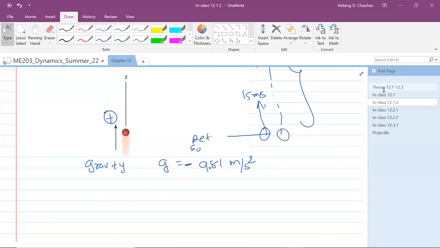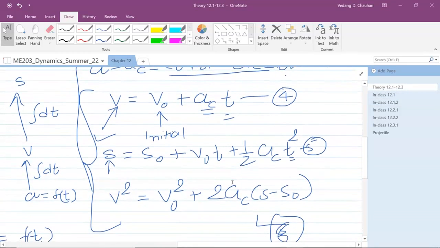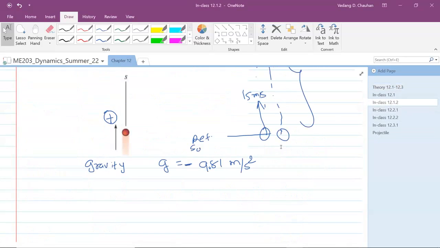So once again, we can use one of the appropriate equations here. Since we are calculating time, we need to use either equation number 4 or equation number 5. Equation number 5 makes more sense because we have information about the initial and final position of the ball, and they both are the same. So S is equal to S0 in our case, so we can use this equation and calculate the time of flight. We also know the initial velocity and the gravitational acceleration.